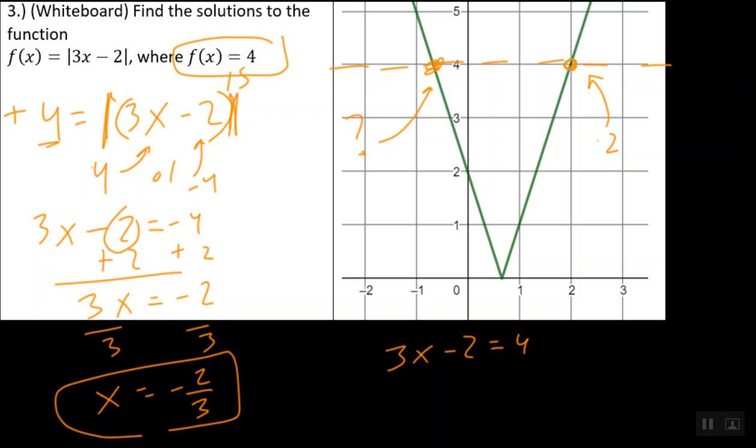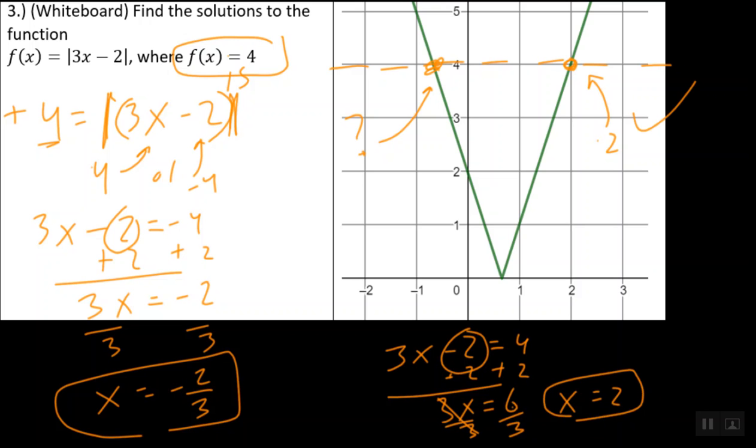Okay, here on the right side, we have 3x minus 2 is equal to 4. We add 2 to both sides, and we get 3x is equal to 4 plus 2 is 6. Of course, we divide both sides by 3, and we get x is equal to 6 divided by 3 would be 2. Well, that checks out for that solution, and it turned out that this one was, in fact, negative 2/3. All right, perfect. Let's move on to our next lesson.